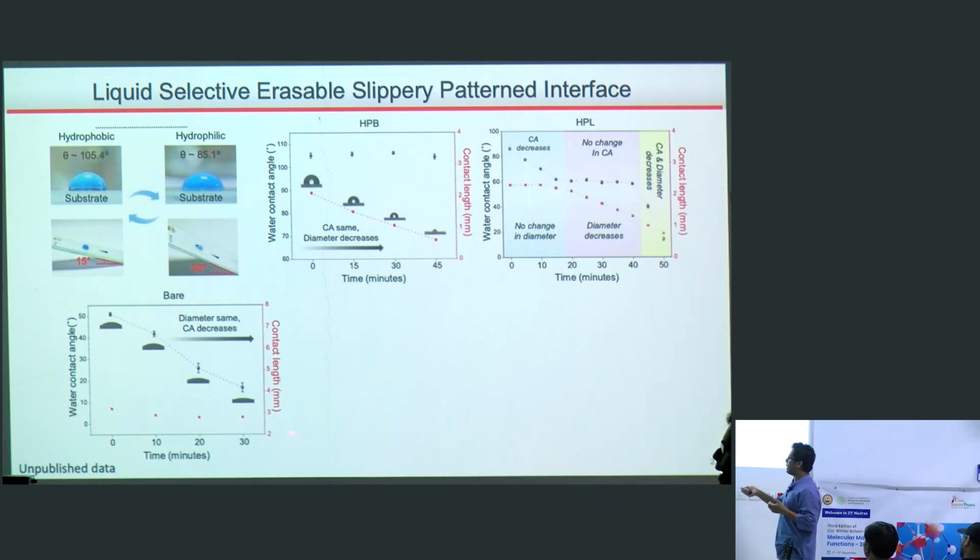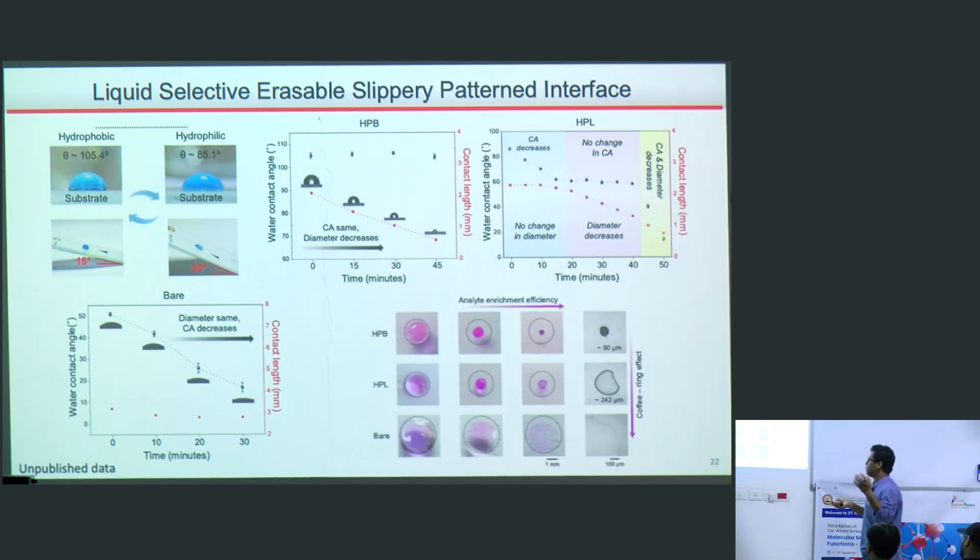Now this is the bare one, as I said. Here you can see the contact length remains fixed, but the contact angle keeps on changing, which is known to all of us. Now this is three interfaces: hydrophobic slippery, hydrophilic slippery, and bare glass, and you put the same volume of liquid, right? As a consequence, there is a coffee ring effect, and some part of this has been shown here. In this particular case, can you see it started with this big area and is confined to such a small, tiny place? Enrichment of the chemical can be possible without the coffee ring effect.